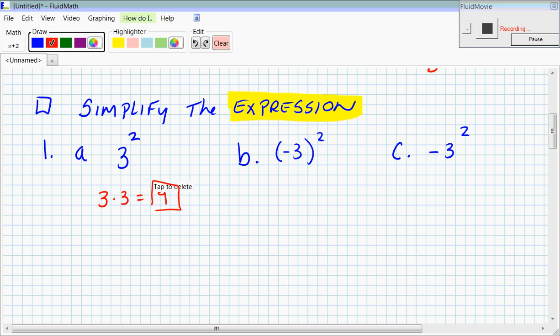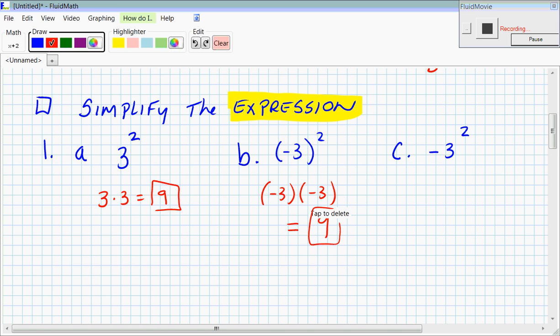Yeah, it means negative 3 times a negative 3, right? And negative 3 times negative. What's a negative times a negative? It's a positive, right? So this also has a value of 9, just like the other one did. Okay, cool. What about the last one, though?